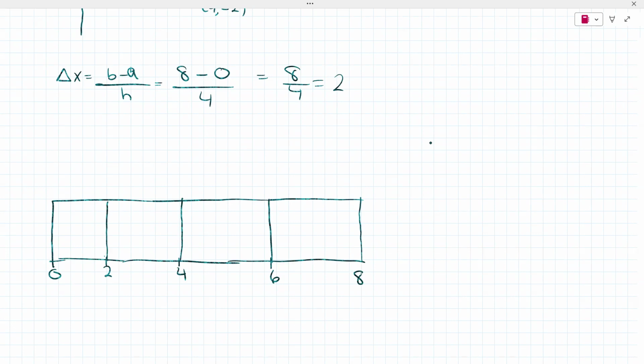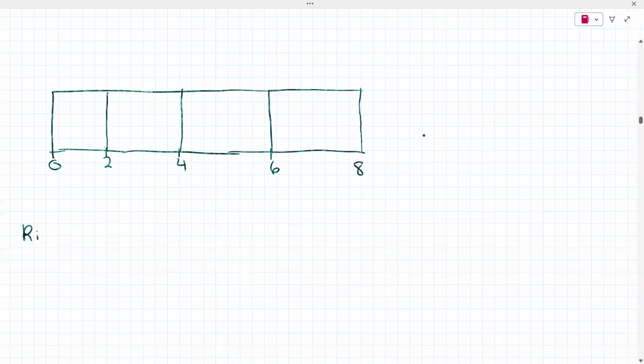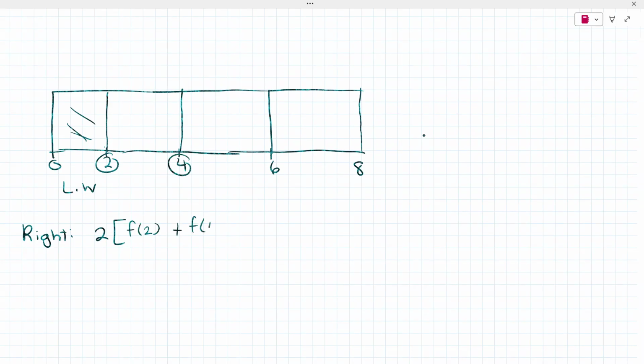So let's do the right. So the right is the delta x, which is 2. And then I believe we're going to plug in the height of, because remember, we're basically taking the area of these rectangles, and the area of rectangle is length times width. So the length is 2, right? Going increments by 2. This is why I factor out a 2. And then we got to find the height. So on the right, it's going to be f of 2, f of 4, f of 6, and f of 8.